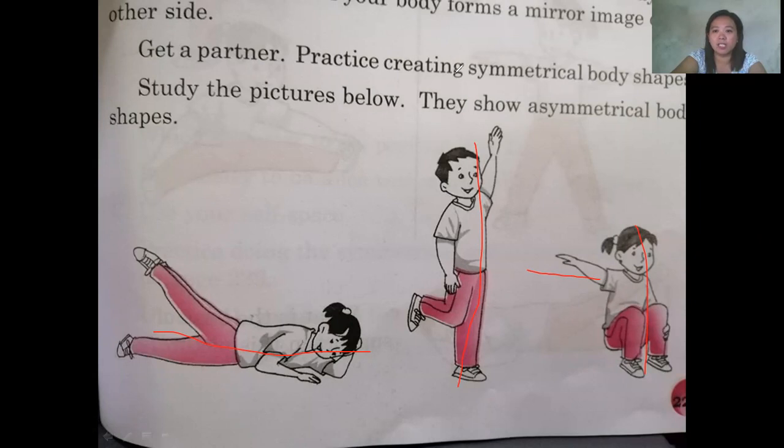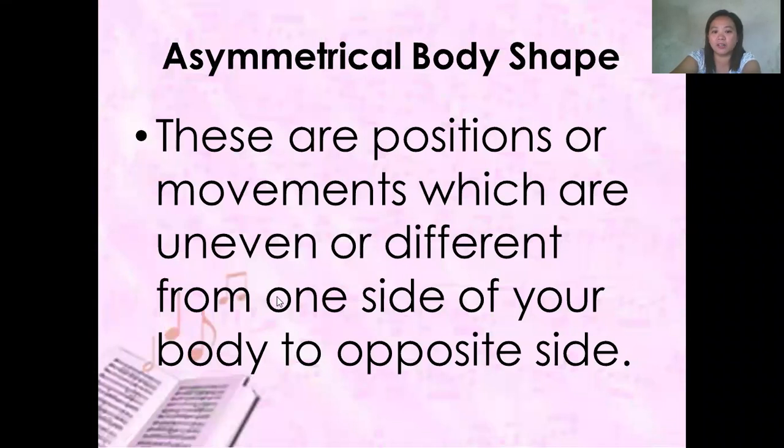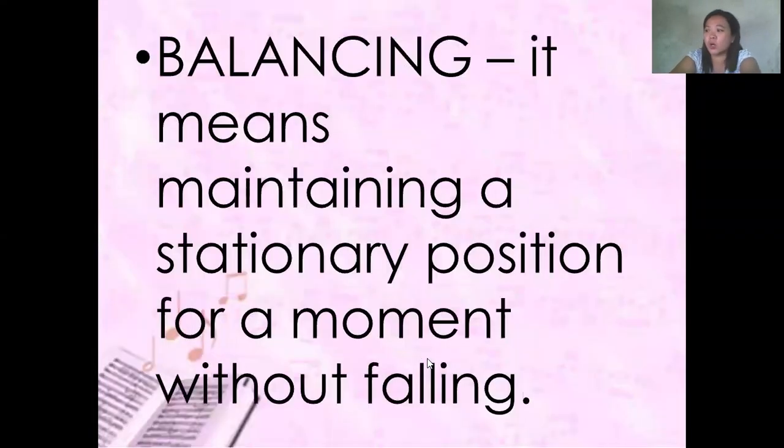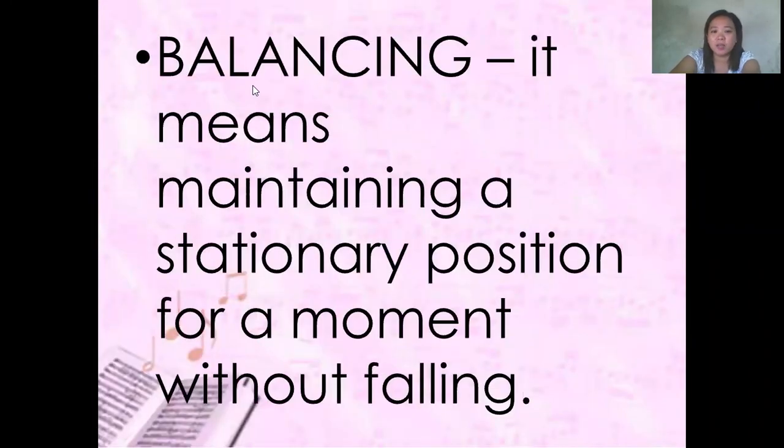It's not the same in an asymmetrical body shape, while a symmetrical body shape is the same. Again, let's review. Symmetrical, they are the same. And asymmetrical, they are uneven or different from one side of your body to the opposite side. So is it important to have balance when you are doing symmetrical and asymmetrical positions? Yes, because balancing means maintaining a stationary position for a moment without falling.